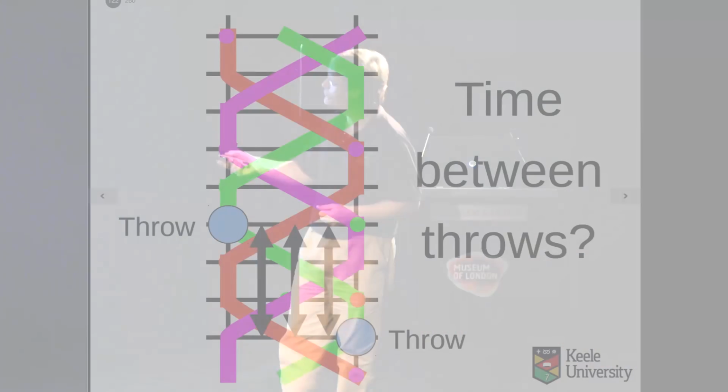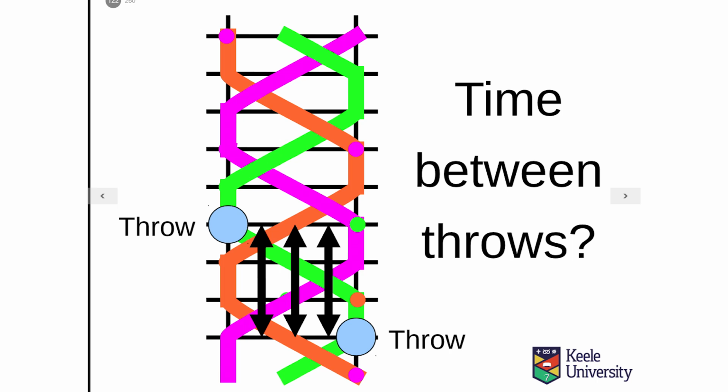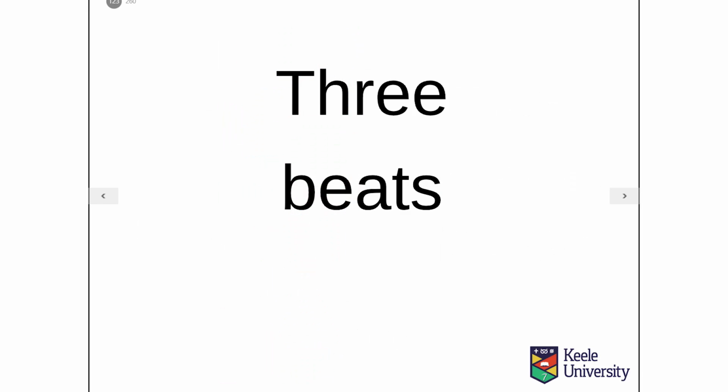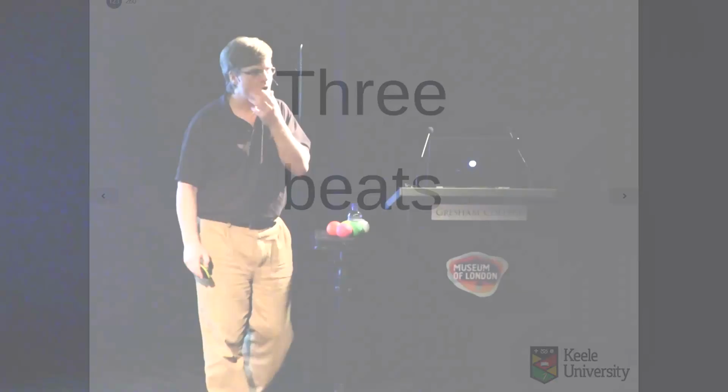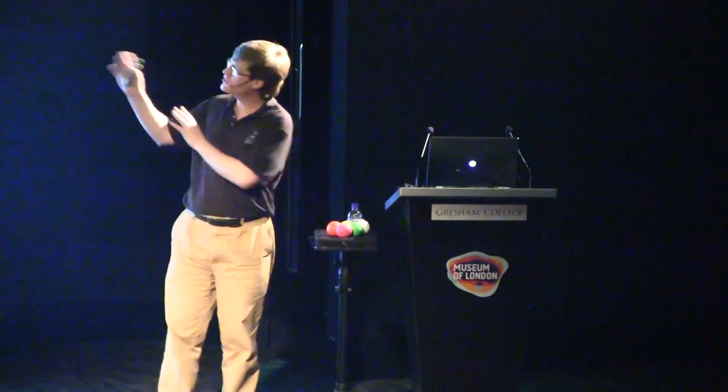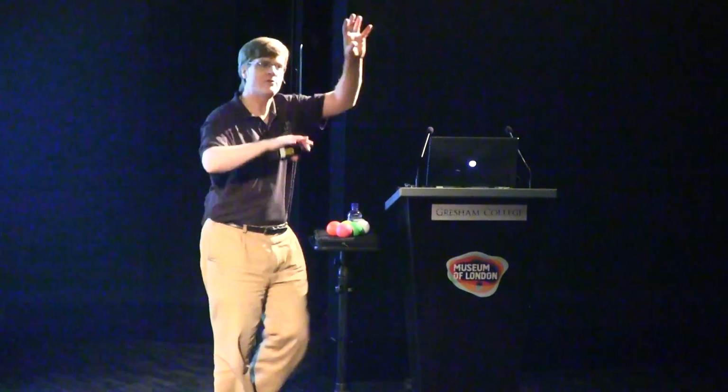And if we look at the time from throw to throw and ask how many beats of time is that, what answer do we get? 3 beats, the same as the number of balls I'm juggling. And that is not a coincidence. It turns out that when you juggle the standard pattern with any number of balls, not the time of flight, the cycle time, the time from throw to throw, is always equal to the number of balls.